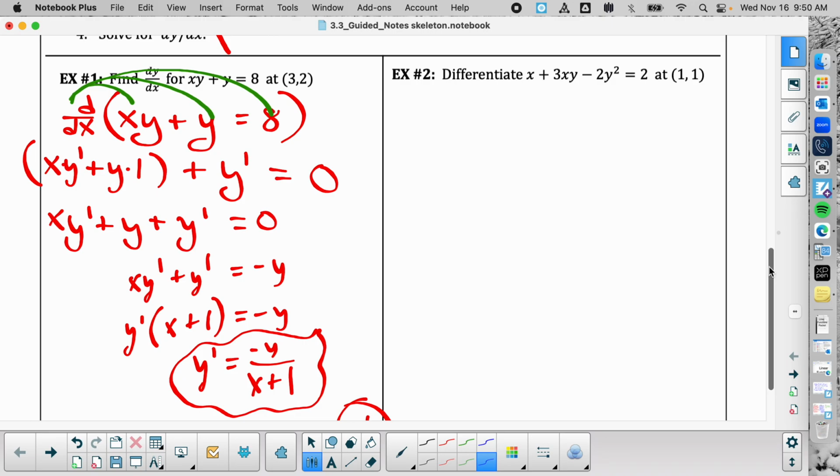So the first line you're traditionally going to write is the line that says you're taking the derivative.